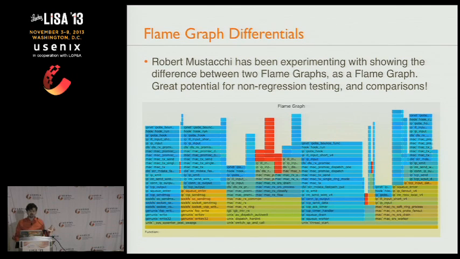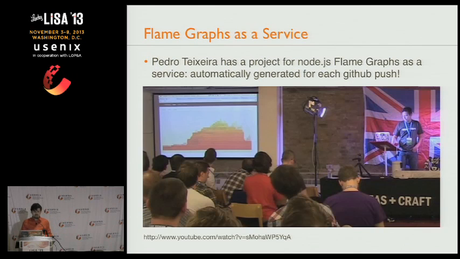Robert Mustaki at Joyent has been experimenting with flame graph differentials because we want to run flame graphs to do non-regression testing, using color so that you can see which code paths have expanded or shrunk. And of course, when you start thinking about non-regression testing, it's like I want flame graphs every time I change my application software. Pedro talked about this very recently at a conference, where he's working on a project so that for every GitHub push of your node.js code, you get a flame graph that you can then compare.